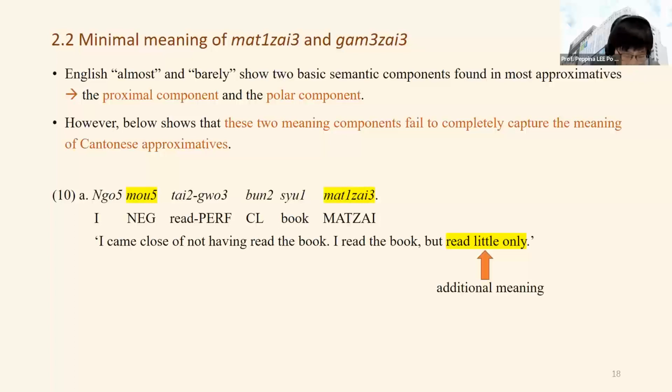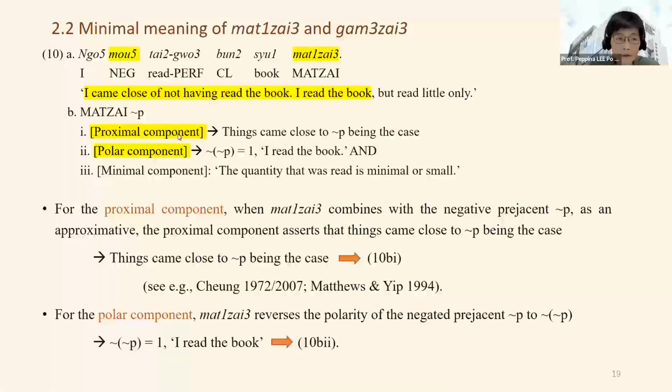As I mentioned earlier, the next distinctive feature will be the minimal meaning of 乜滯 and 咁滯. English almost and barely show two basic semantic components found earlier, the proximal component and the polar component. However, look at sentence 10, 佢冇睇過本書乜滯. The reading of the sentence is: I came close to not having read the book. I read the book, but read little only. So the polar and then the proximal is still there. In other words, I came close to not having read the book is the proximal component. It came close to negative P being the case.